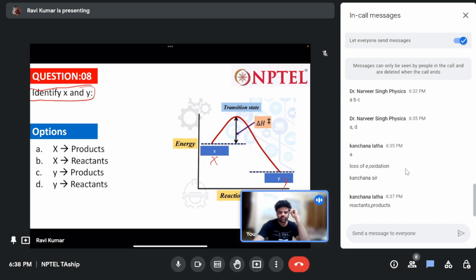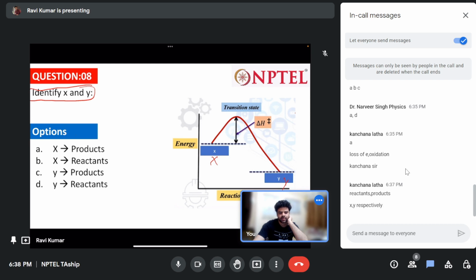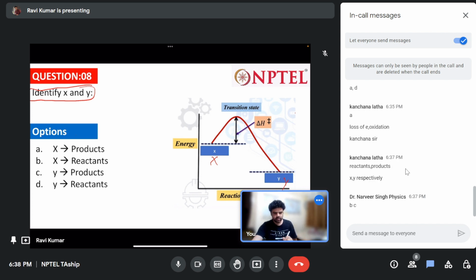What about others? Are they satisfied with this X and Y respectively? Yeah, Kanchana, you are right. X is the reactant and Y is the product. B and C. Yes, Dr. Narveer Singh, B and C. So B and C are the correct answer here.